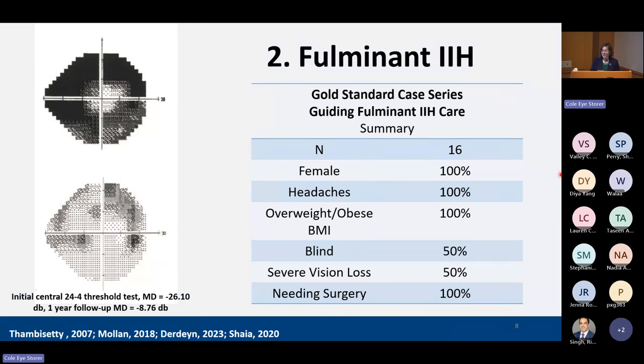The gold standard study we currently are using to guide our clinical practice is actually a case series of 16 patients where all the patients are female, they all had headaches, they were all overweight or obese, 50% remained blind and 50% had severe vision loss. So everyone had significant vision loss and all of them required surgery.